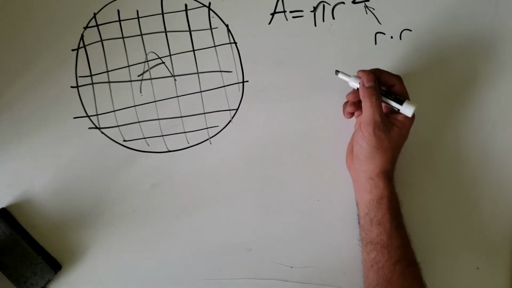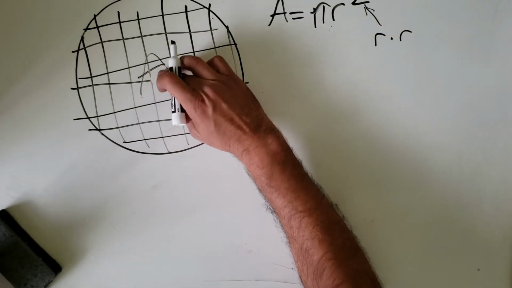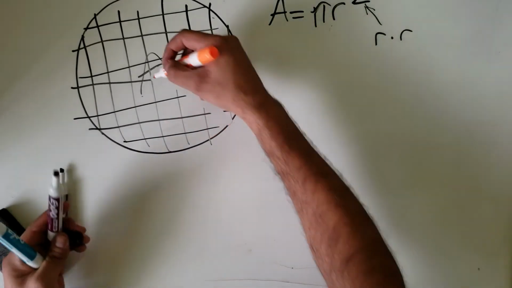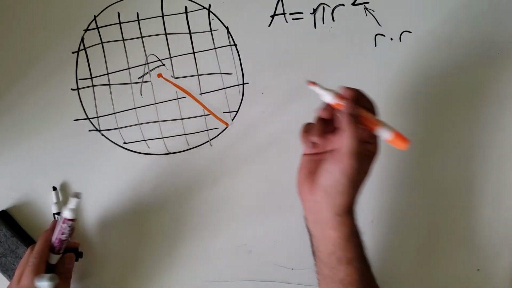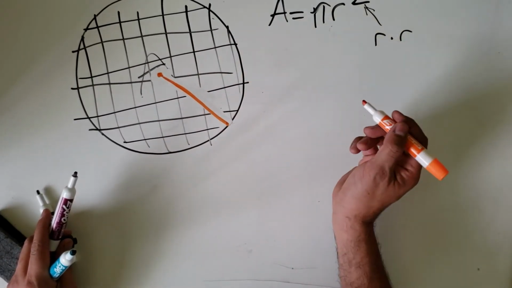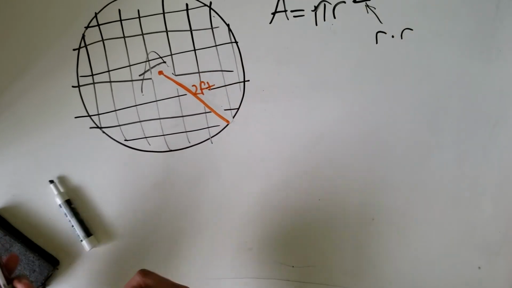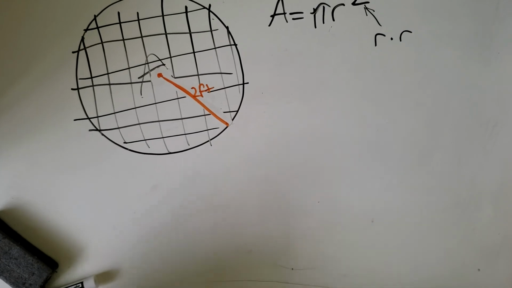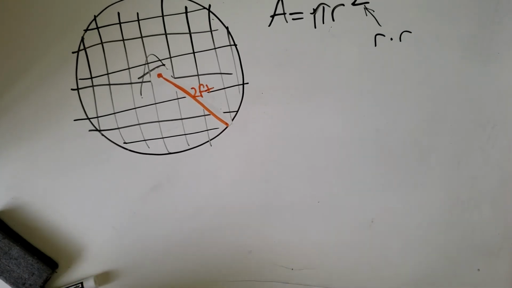Okay? So let's try one. So let's say we have this circle, and let's make a line here. And let's keep it orange. Let's say that's our radius, and let's say our radius is 2 feet. Okay? Let's keep it simple. So if we have a circle with a radius of 2 feet, we should be able to find the area. Okay? So let's do it.